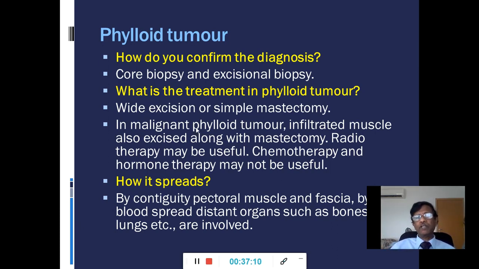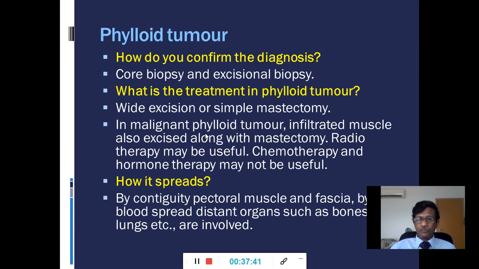What is the treatment in phylloid tumor? Wide excision or simple mastectomy. Yes, depending upon the tumor size, it is either a wide excision or sometimes a simple mastectomy can be done. In a suspected case of a malignant phylloid tumor, as I have already told you, the veins will become very much engorged over the surface of the breast, and also sometimes ulceration may be noticed. And there is a rapidly growing tumor.